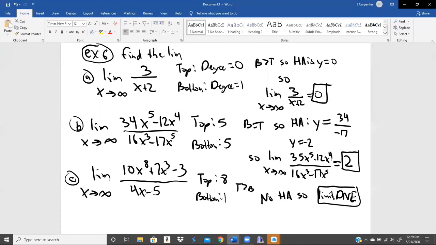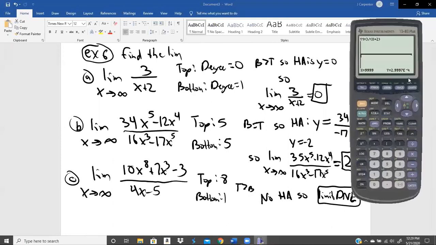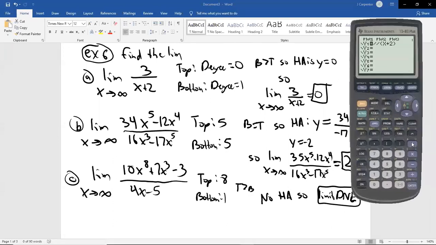D and E does not exist. This thing goes to infinity or negative infinity. If you don't believe me, how many times have I said that today? And the point of me teaching you is so that you don't have to keep not believing me and going back to a graphing calculator. You just do it analytically.